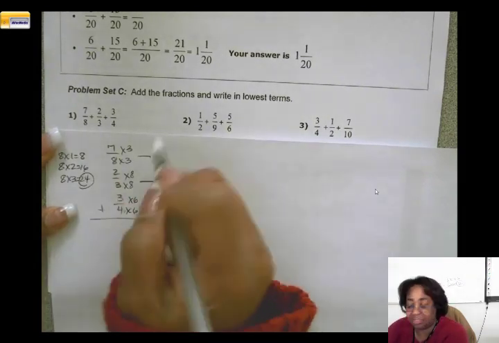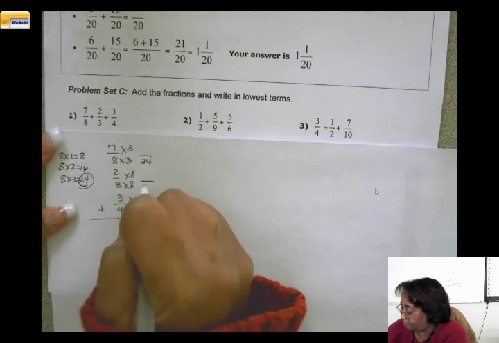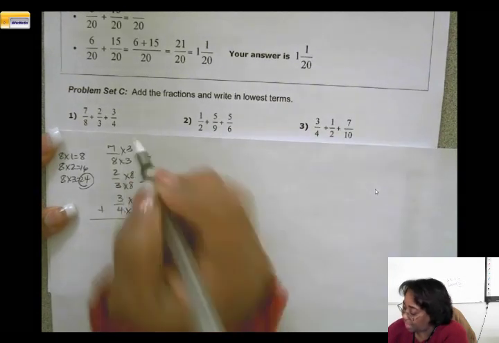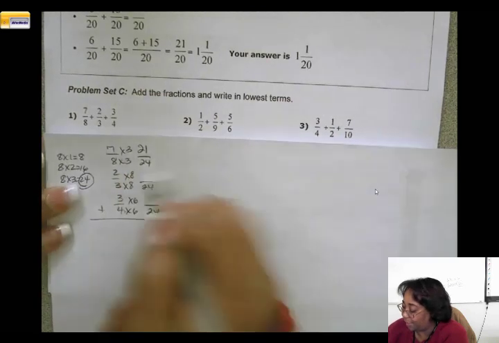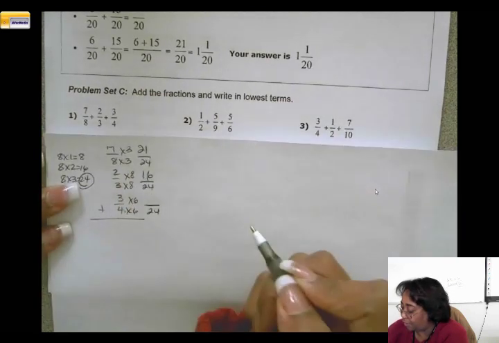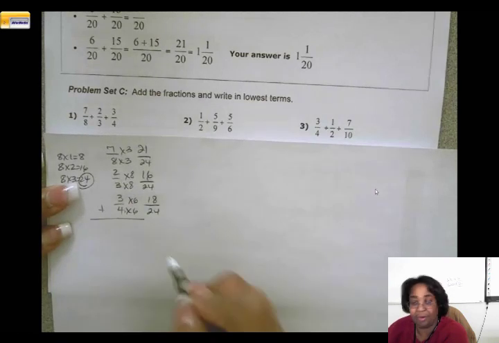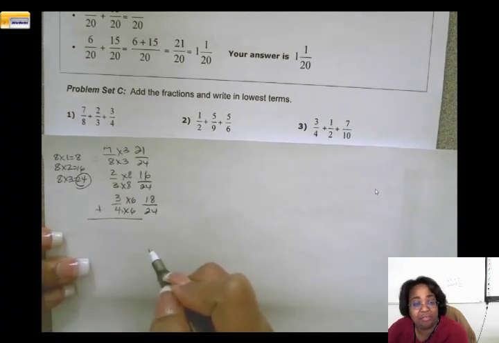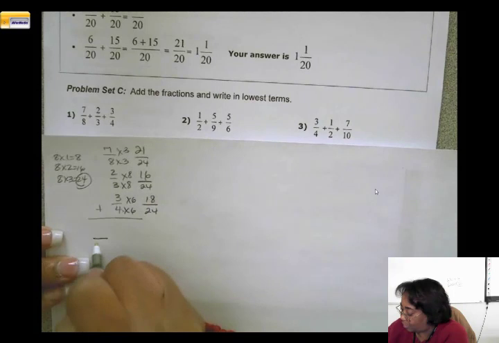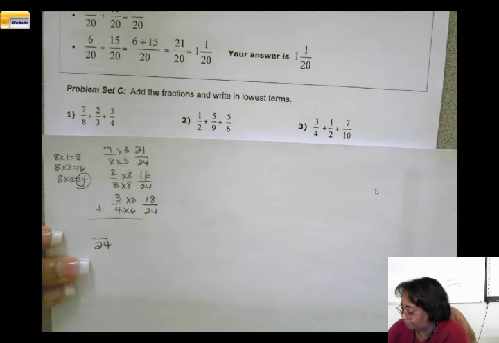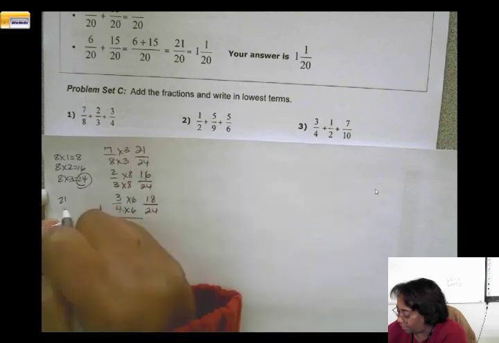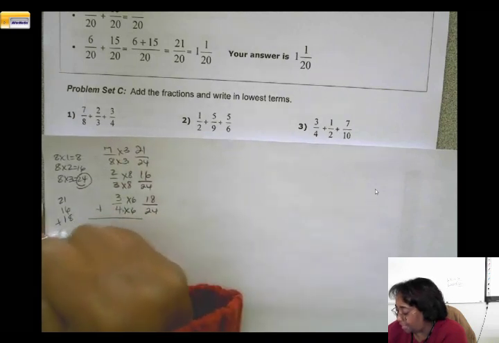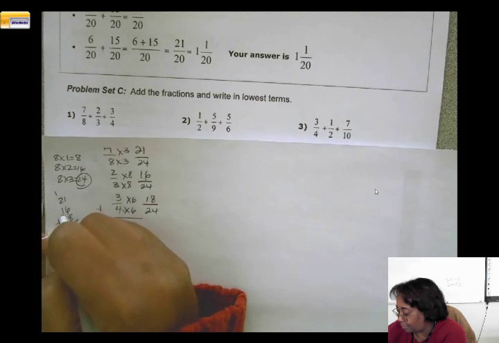So I'm raising everything to 24. On top here, 7 times 3 is 21. I get 21 over 24. Then I'm going to get 16 over 24. And then I'm going to get 18 over 24. So now that I have my equivalent fractions, I can add. 24 is my common denominator. And I have 21, 16, and 18 that I need to add up.